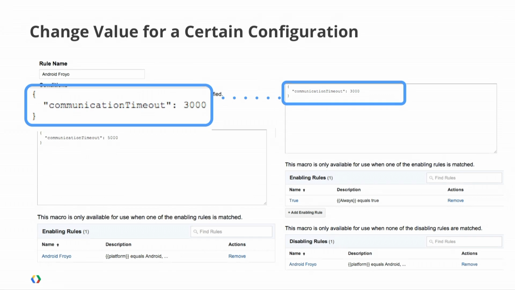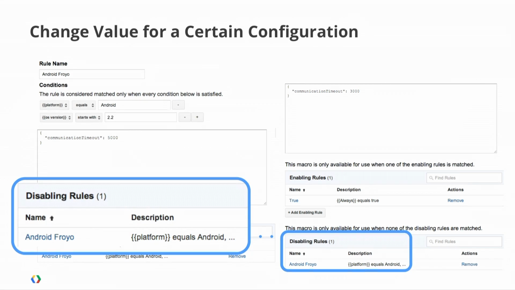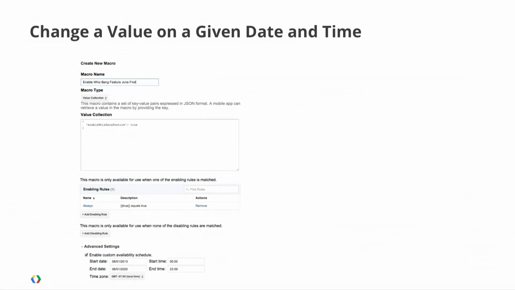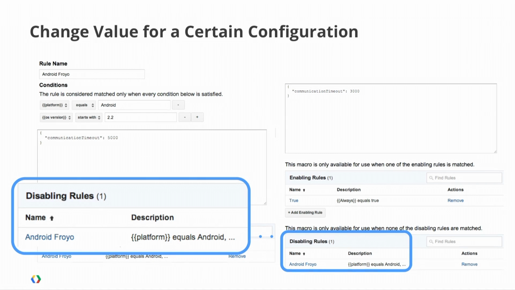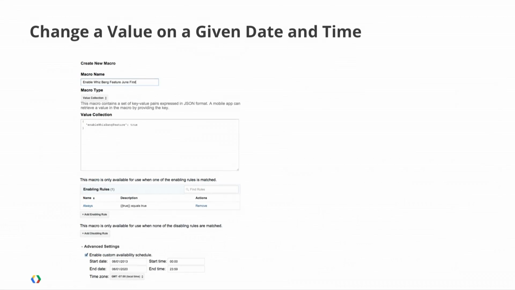which one to use. So we go back and we say, okay, our timeout of 3,000 is going to be enabled always, but we also have disabling rules. So we're going to actually say, if it's Android 2.2, then we will disable the 3,000 timeout. So your choice is either it's enabled for 2.2, and you have a value of 5,000, or you have a value of 3,000, which is disabled for 2.2. Okay, that's one possibility of what you can do.